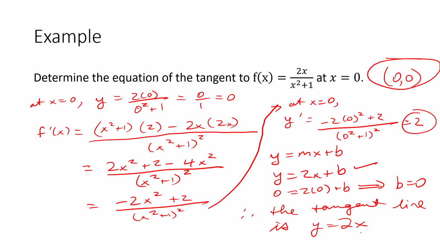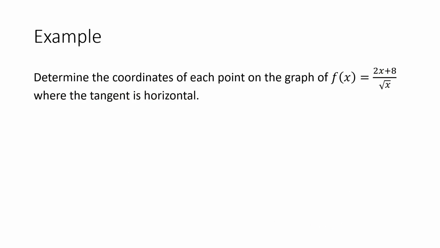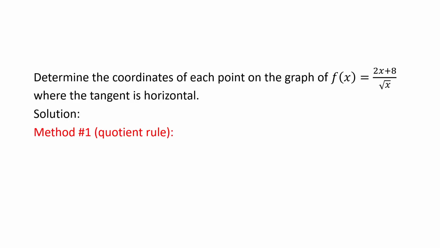Okay. Next question here. Let's determine the coordinates of each point on this graph where the tangent is horizontal. Well, there's two ways we can do this question. The first way we'll do is the quotient rule. So right away we'll say that y is equal to 2x plus 8 over x to the 1/2. Now we will determine y prime.